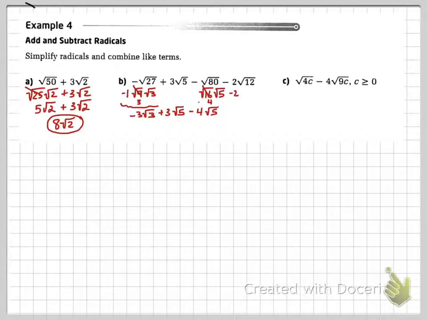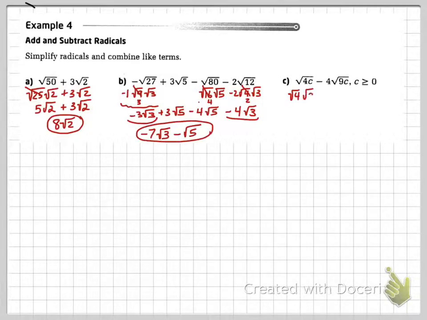Lastly, minus 2 root 12. Well, the root 12 can break into root 4 root 3. That'll be negative 2 times another 2 times root 3. The negative 2 times 2 will become negative 4 root 3. Now I've looked at this, it's simplified. Now I can gather together the like terms. Negative 3 root 3 minus 4 root 3 is negative 7 root 3. The last part, back this up, is 3 root 5 minus 4 root 5, which is negative 1 root 5.